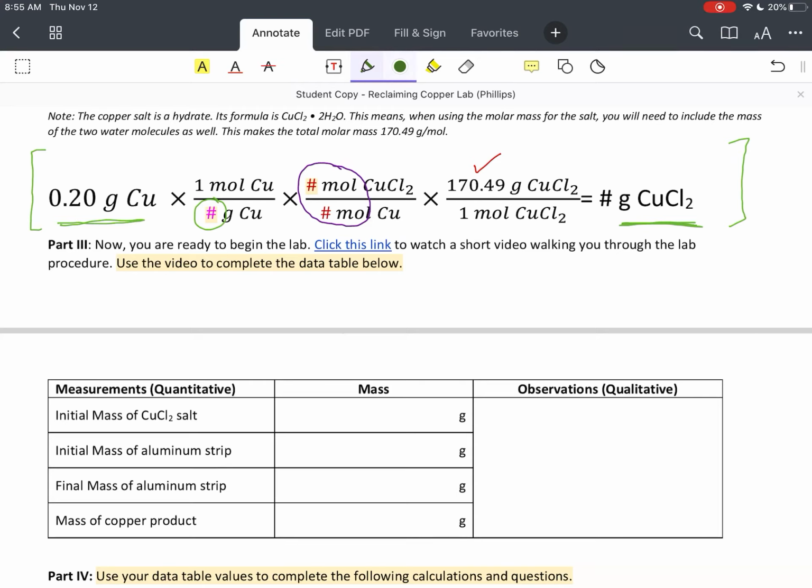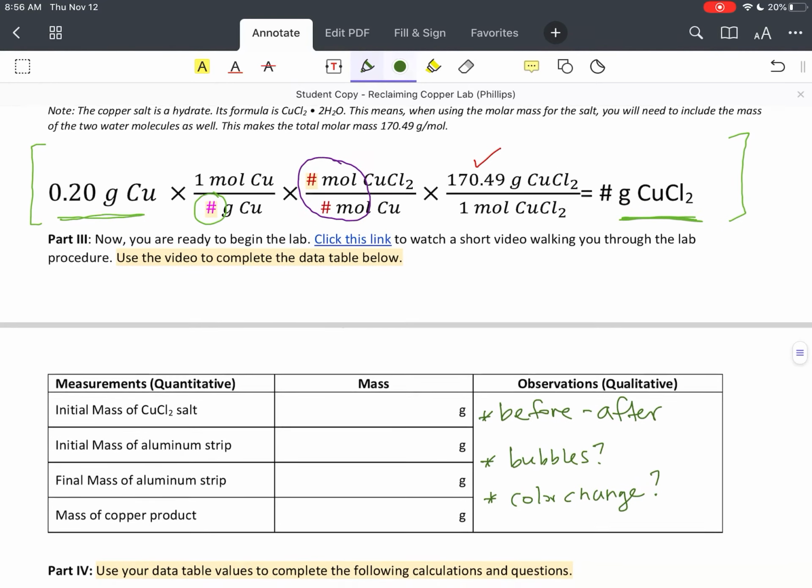Observations, you just want to make observations. You know, what does your solution look like at the beginning? Some before and after observations. You may also want to look at what are some signs that a chemical reaction is occurring? So are you seeing bubbles? Is there gas formation? Is there a color change? Okay, so those are just some things that you could make observations about as you watch the video.